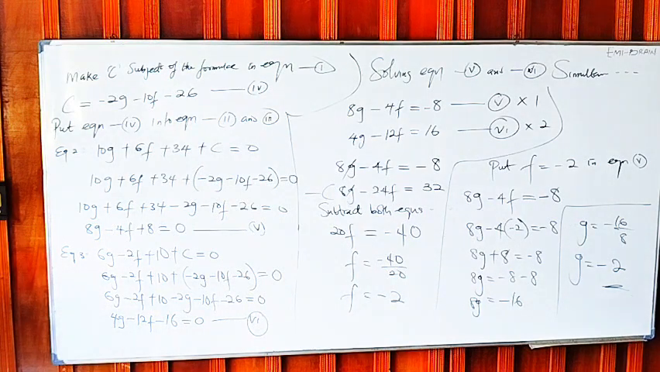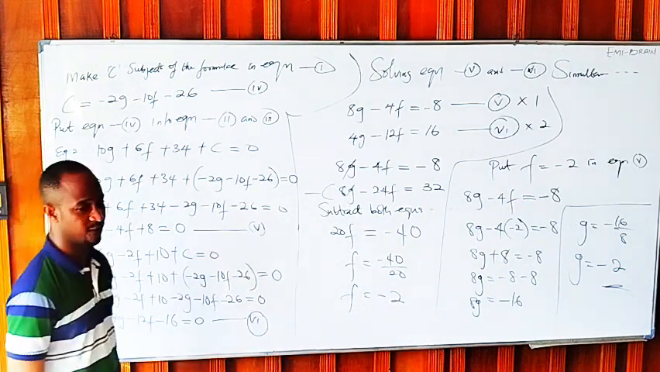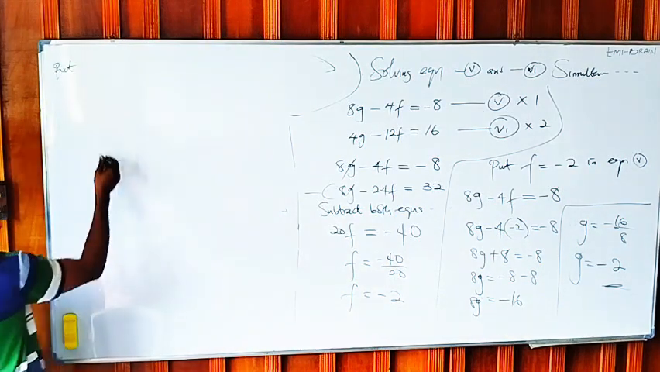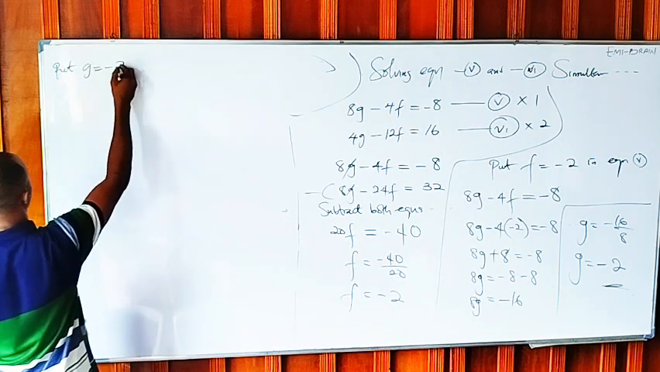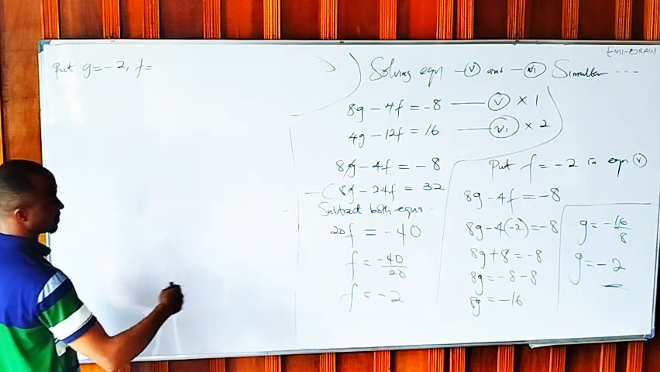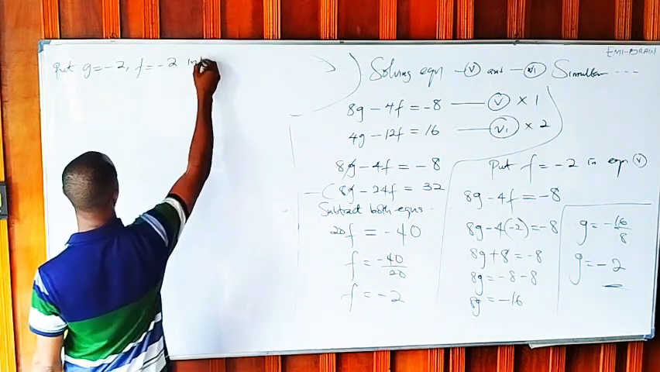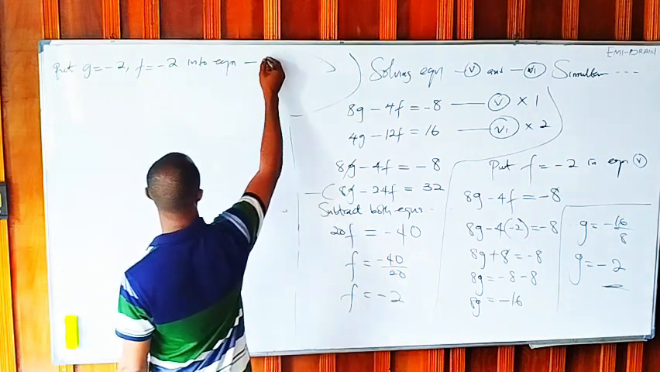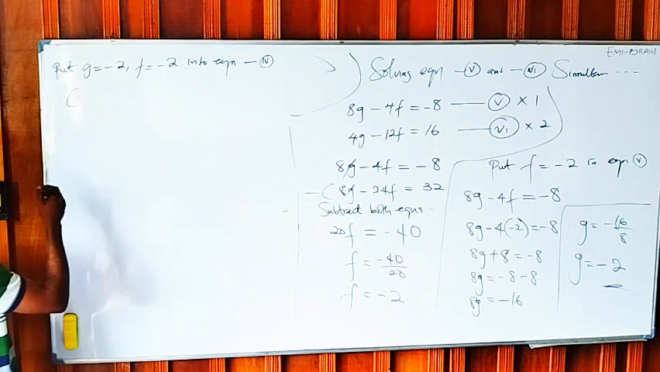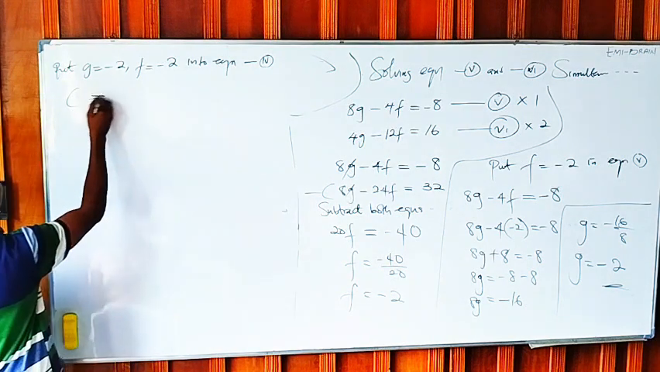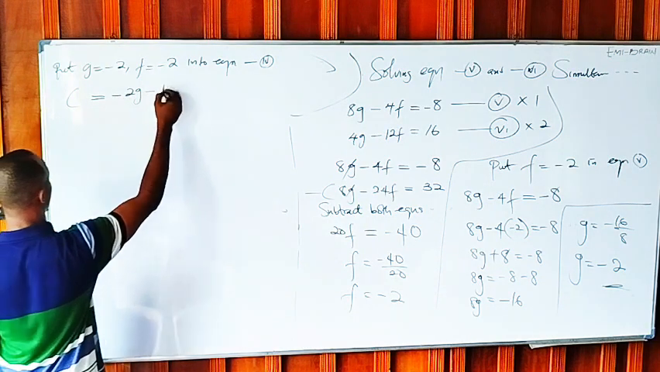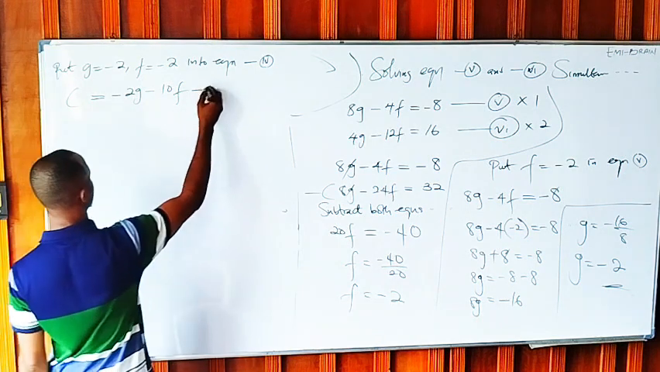Ozoagula, have you found your C? You have to find the value of C. To find C, we put G equals minus 2 and F equals minus 2. Oh, they are both minus 2. Minus 2 into equation 4. Are you aware? Equation 4 says C equals minus 2G minus 10F minus 26.